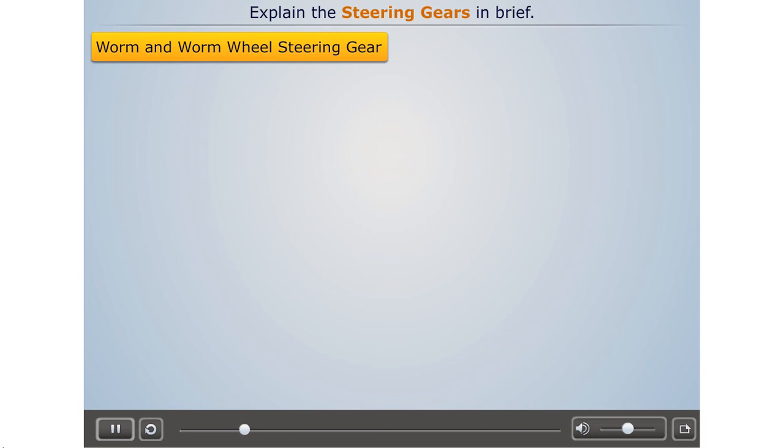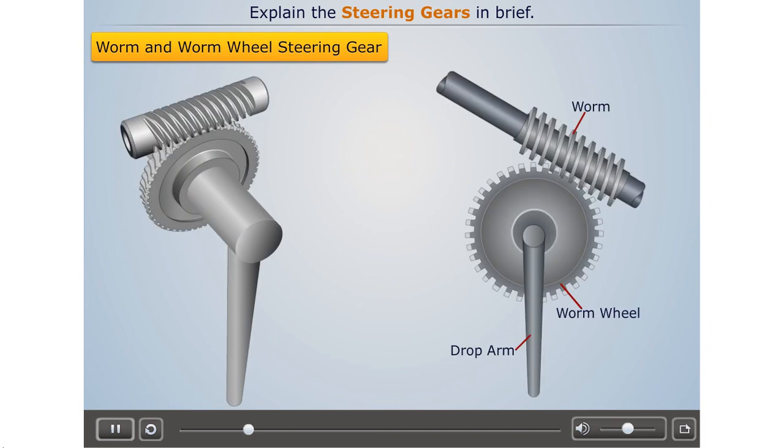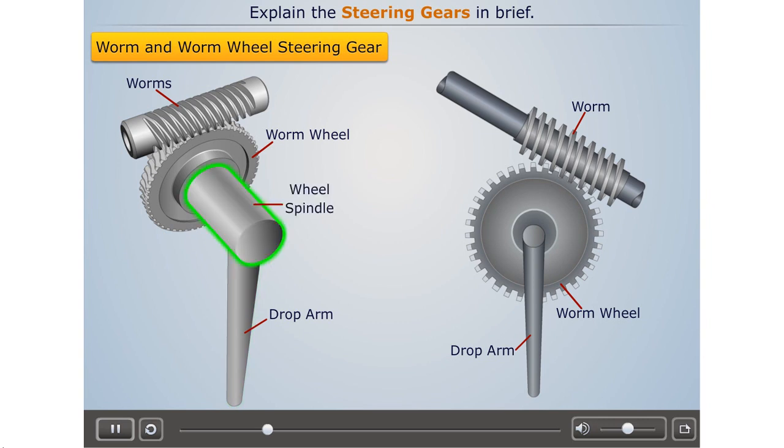Worm and worm wheel steering gear. A typical worm and worm wheel steering gear can be shown as: it consists of a steering column which is provided with square threads or worms on its end. This worm is engaged with a worm wheel provided in the casing. The drop arm or pitman arm is attached rigidly to the wheel spindle that carries the worm wheel.